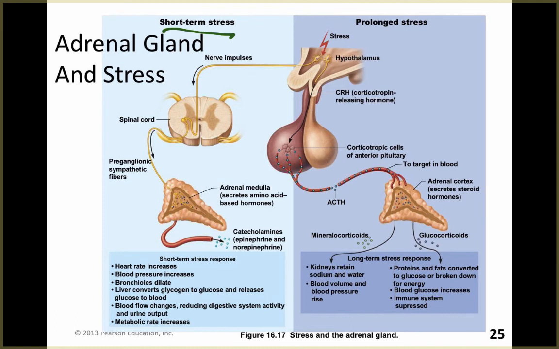And so the short-term stress response is, your heart rate can increase, blood pressure increases, your bronchioles dilate, open up to help get more oxygen if you need it. The liver is going to convert glycogen, which is a stored molecule, to glucose so that you can run away, right, if you need to. Blood flow changes, reducing the digestive system, because if you're having to run from a bear, it's not very important that you are digesting your food or that you pee, so it reduces urine output. Metabolic rates can increase. So all of this is going to help in a temporary moment protect you.